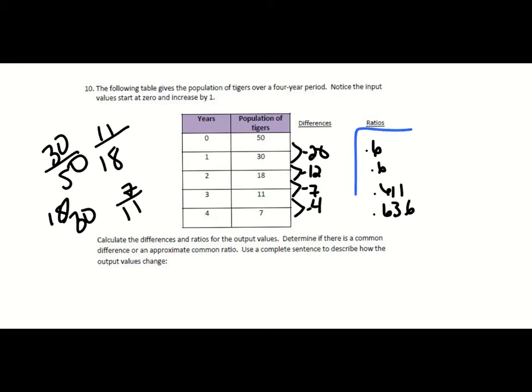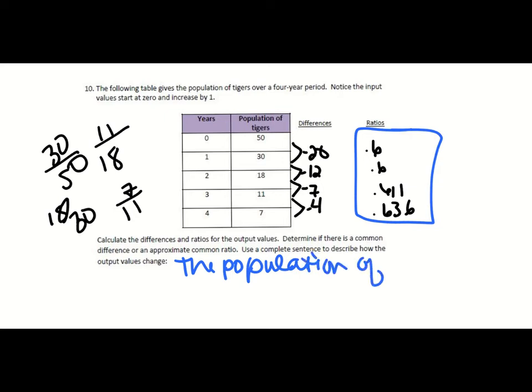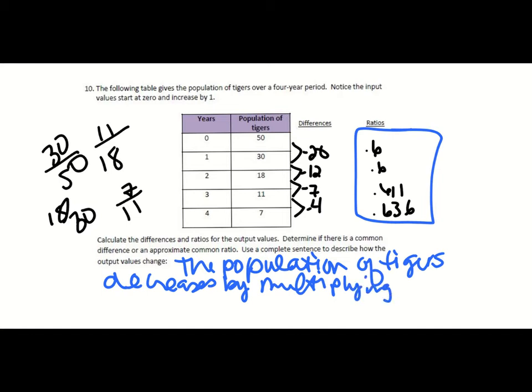I'm going to go with these ratios. So the population of tigers, and in this case, their numbers are getting smaller, decreases by multiplying. And I'm going to say this is approximately 0.6. I'm multiplying by 0.6 each year.